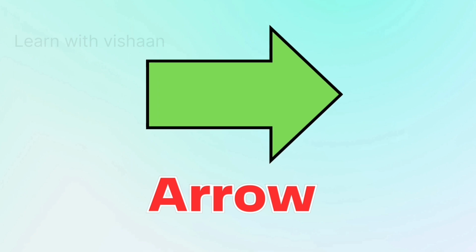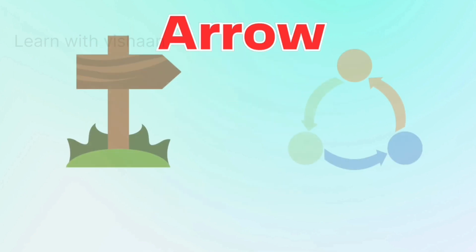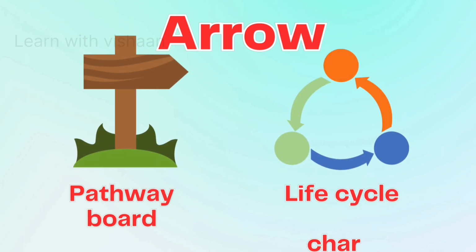Arrow, arrow. Examples of arrow: pathway arrow, life cycle chart.